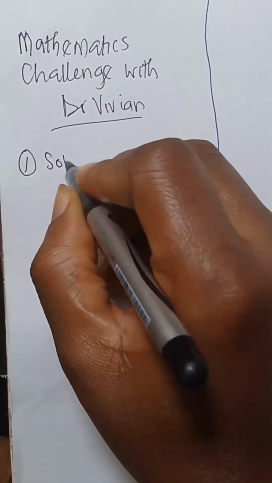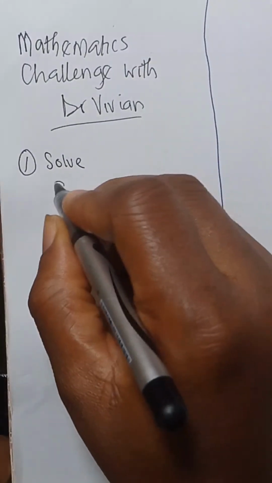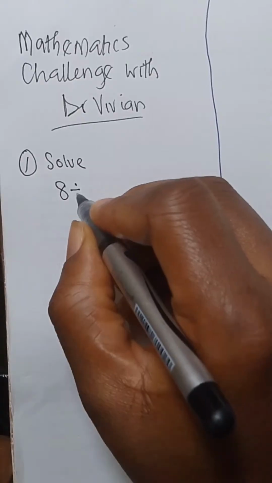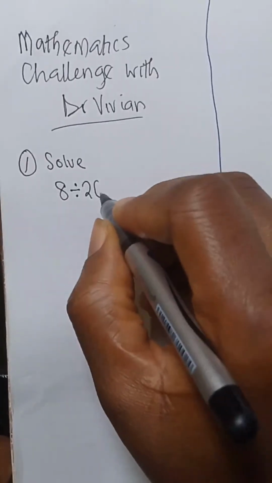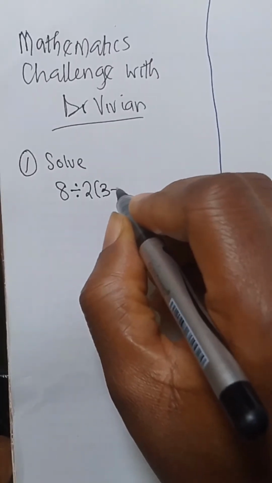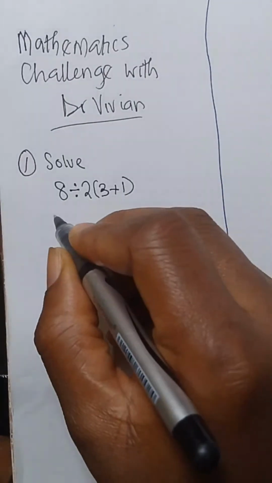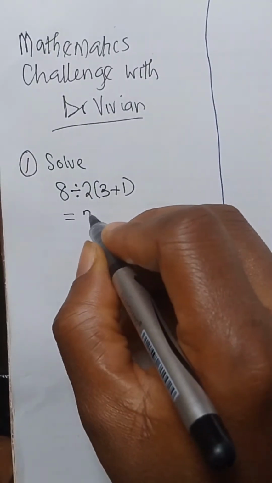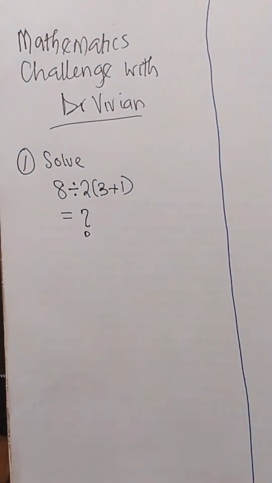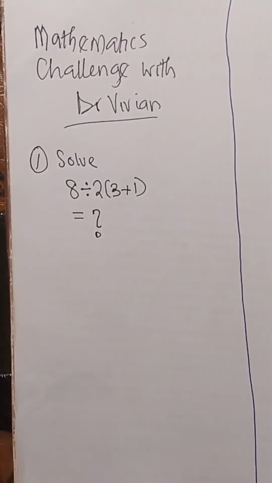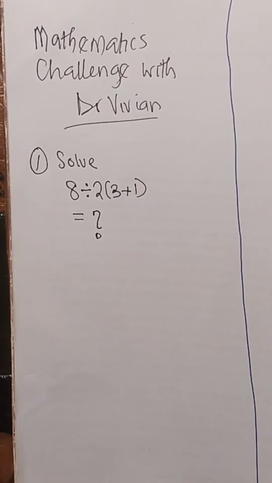Okay, so question number 1 is: solve 8 divided by 2 bracket 3 plus 1. What is your answer? Solve and drop your answer.